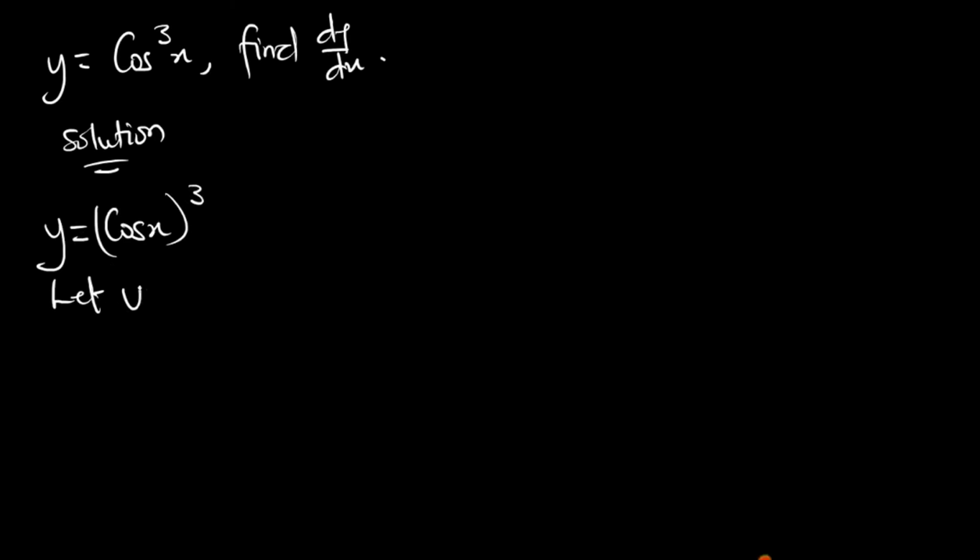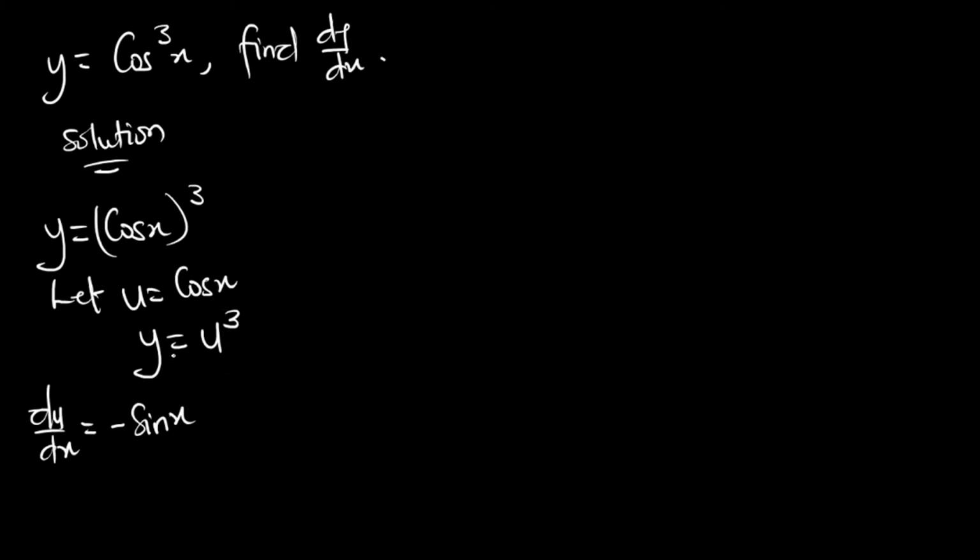Then from here we say what? Let u be what? cos x. It means we can rewrite the function over here, y to be equal to what? u³. Now we need to differentiate each of this function. If we differentiate the u with respect to x, we get what? du/dx, and it becomes what? If we differentiate cos x, we get what? Negative sin x.